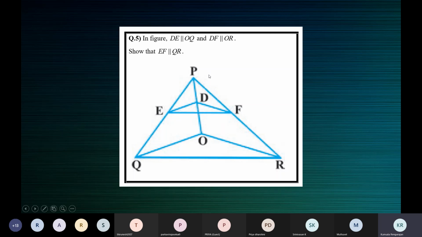When parallel lines are given, you can write a proportion by BPT. For other parallel lines, you can write another proportion by BPT. Now you have two proportions with you. Comparing those two, you get a new proportion. So when you have a new proportion, using the converse of BPT and that proportion, you can prove that the two lines are parallel.